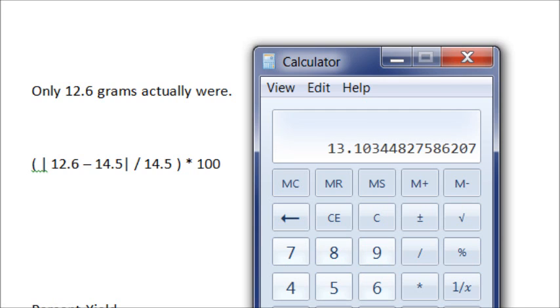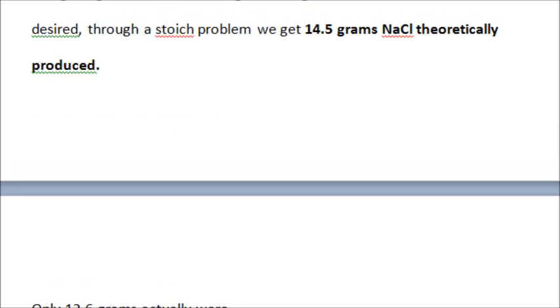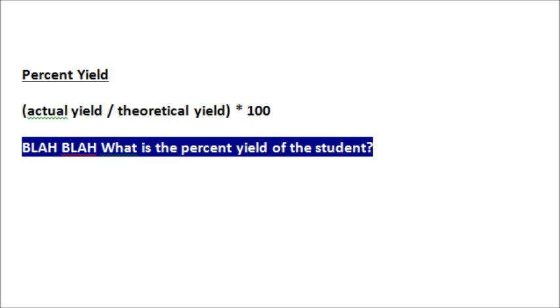Percent error was 13. That is our percent error. 13 point, what was that, 1? We'll call it 1. 13.1% error. Alright, so that's how you do that. So that was percent error.